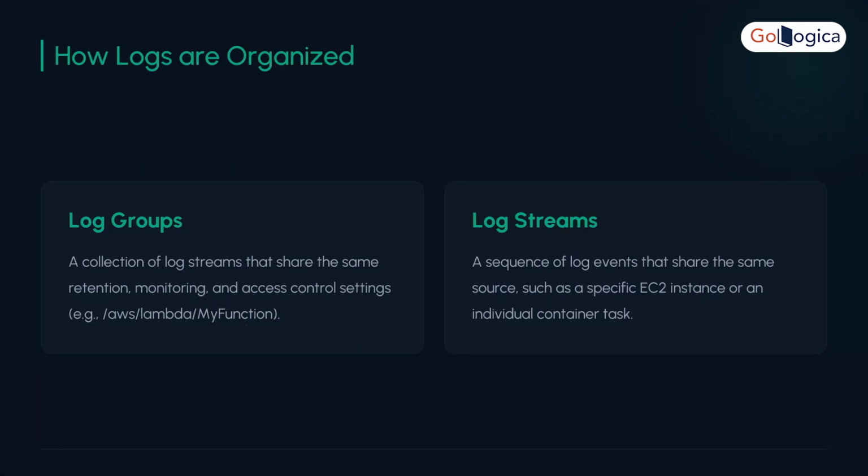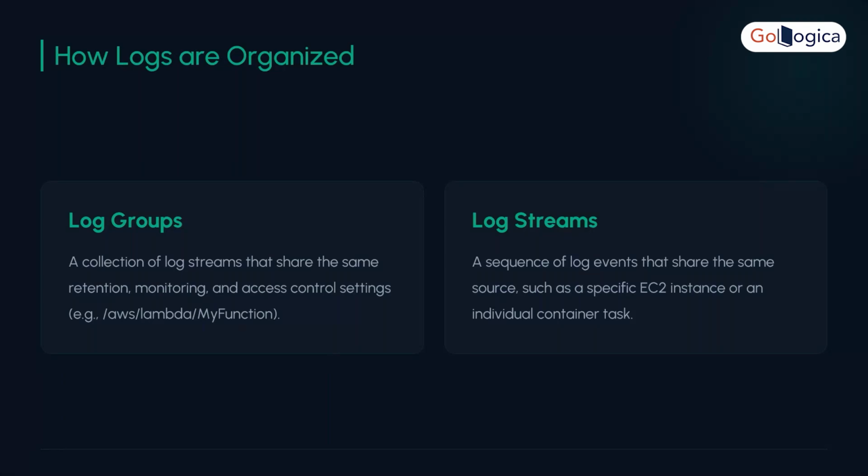So, for example, the AWS Lambda function: everything that is happening inside that particular function, it creates a log group, and keeps all the logs for that particular function inside that log group. Also, if you have multiple functions and they have the same retention and monitoring, it will have all those logs in that same log group.